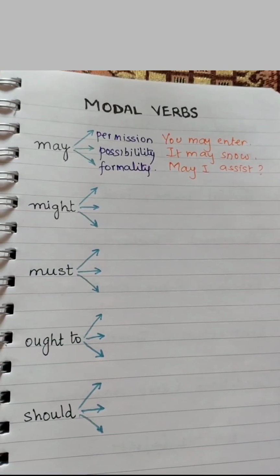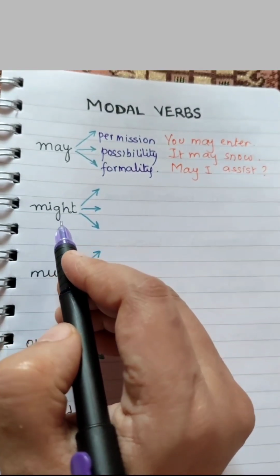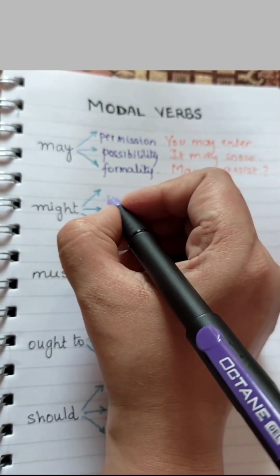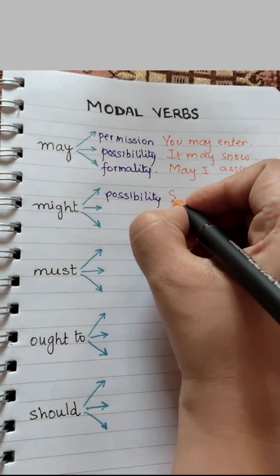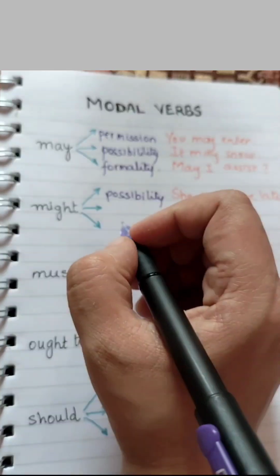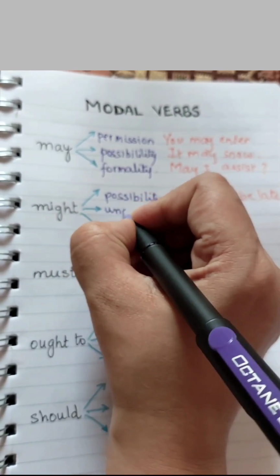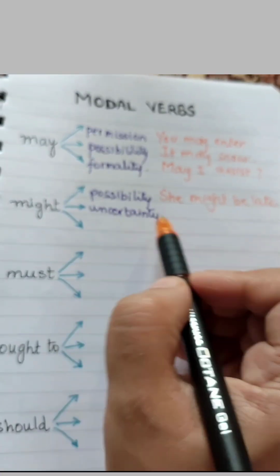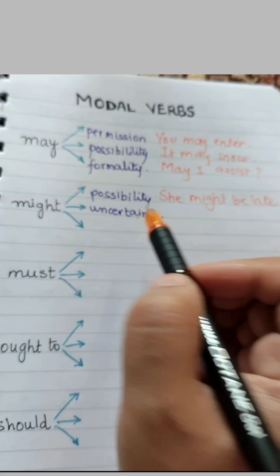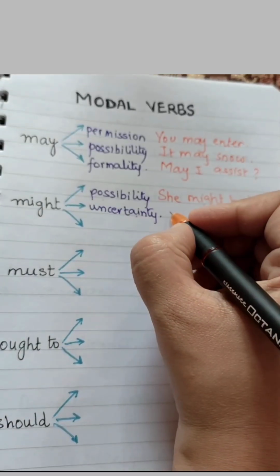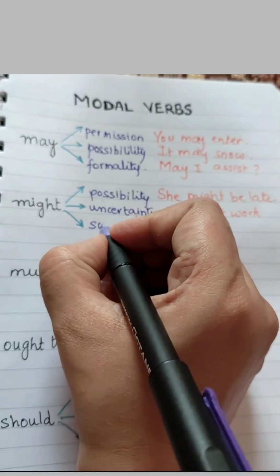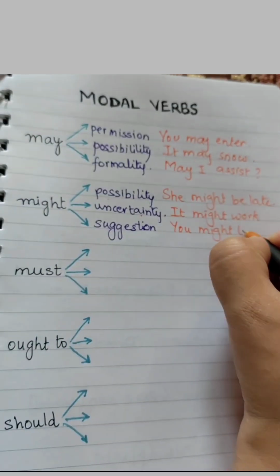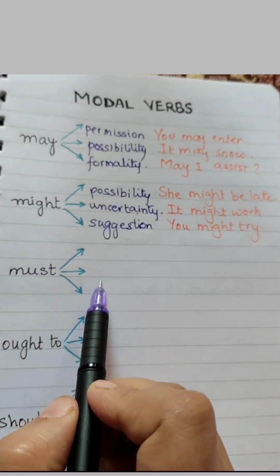Next is might. Might is the past version of may. It is also used to talk about possibilities. For example, she might be late. Might is also used to refer to some uncertainty. Uncertainty is also related with possibility. For example, it might work. Might is also used for making suggestions. You might try.